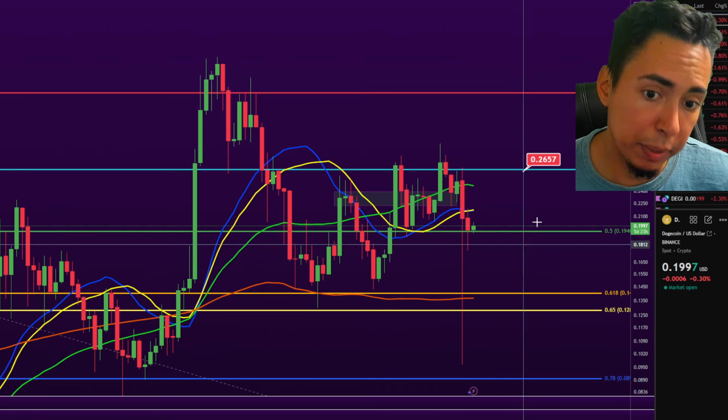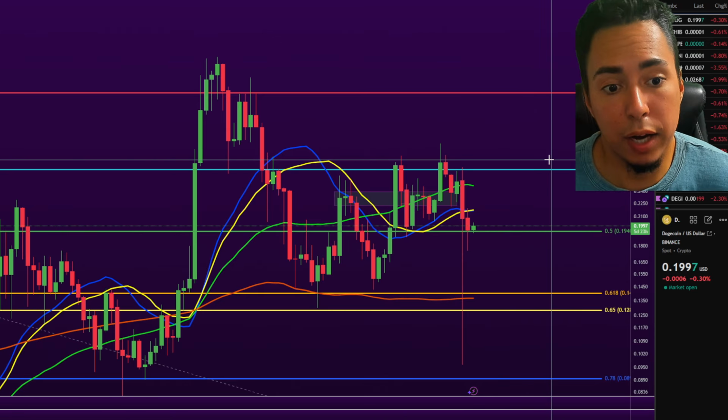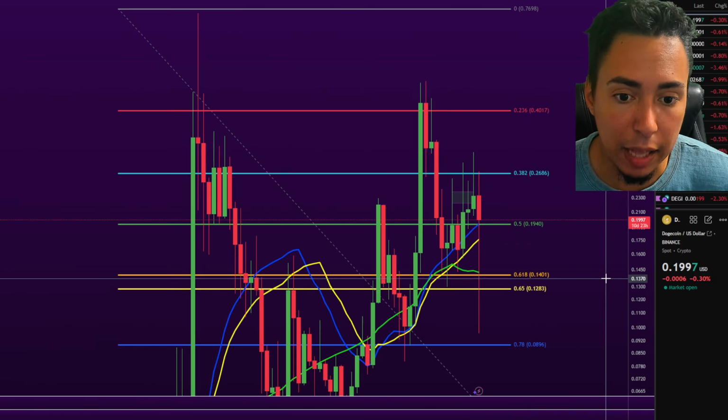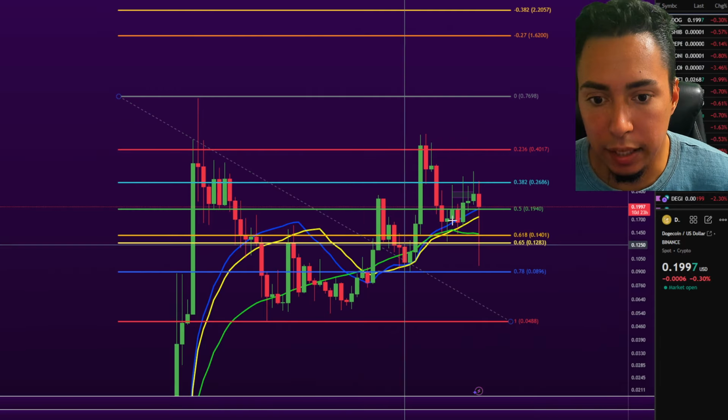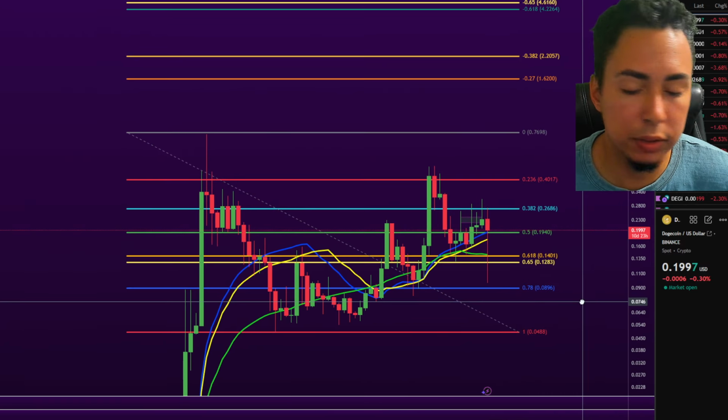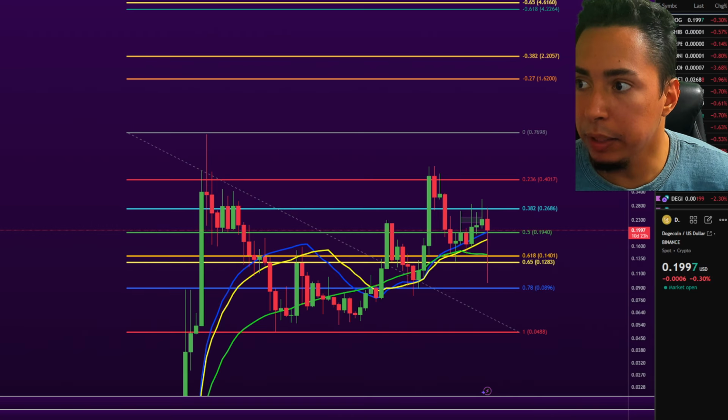So again, this is going to depend on the market overall. If you got a big market crash, maybe Bitcoin goes down under 100K or something, then I see that happening. If not, then I see this strong uptrend. Again, we're still in the strong uptrend continuing here for Dogecoin.